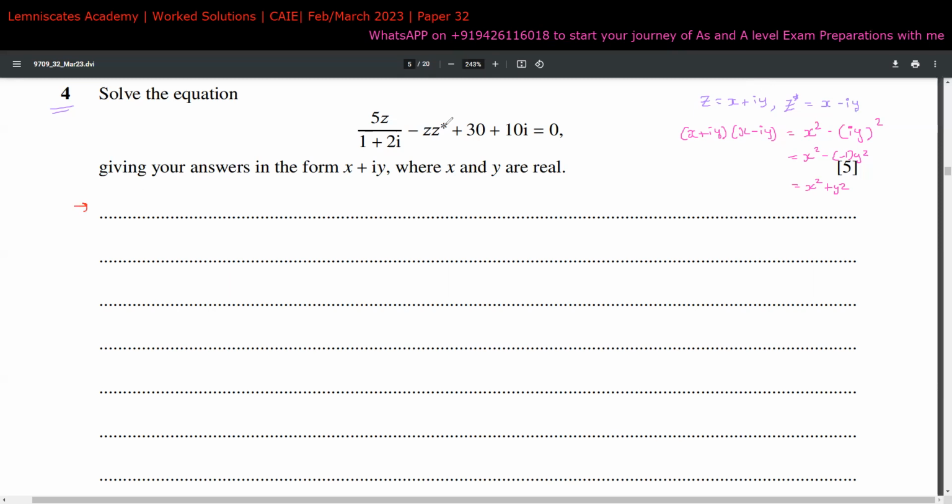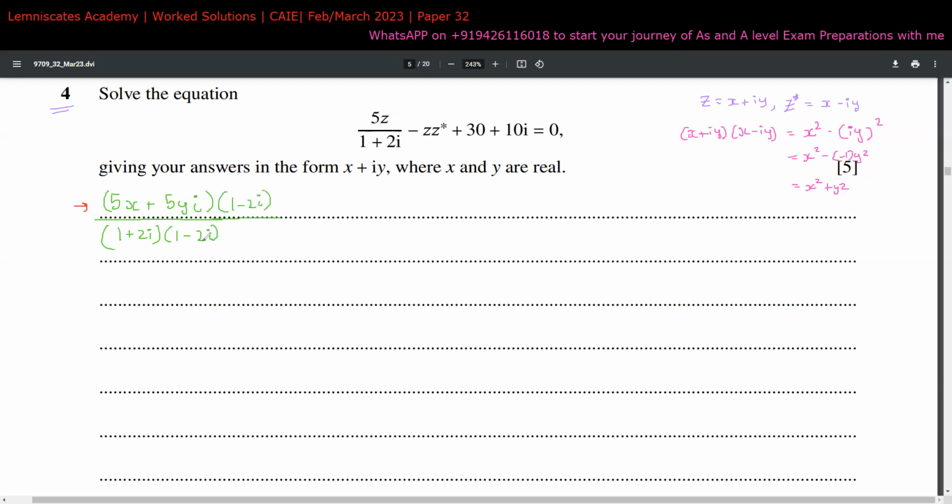So if I replace everything in the format of x plus iy, this is going to become 5 times x plus iy, which is nothing but 5x plus 5yi. Now that is divided by 1 plus 2i. Now I can take a complex conjugate of this as well. I can just multiply this, like, what do you call that process? That process is called rationalization, right? So yeah, rationalization is something I'm doing over here. So 1 minus 2i I'm multiplying over here, and also on the top.